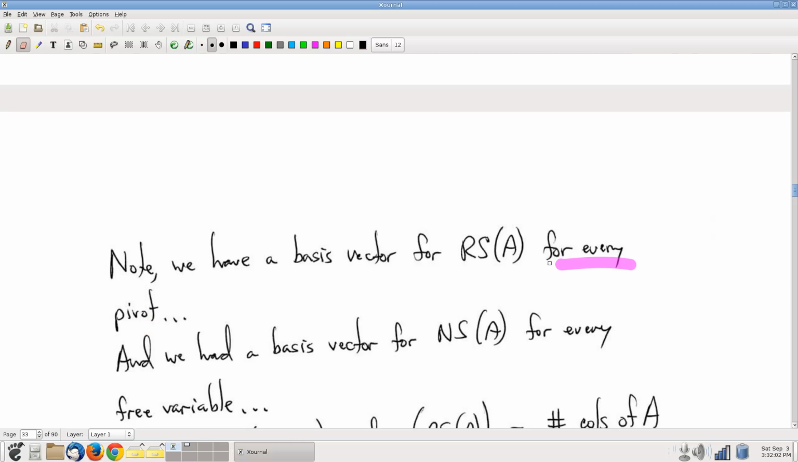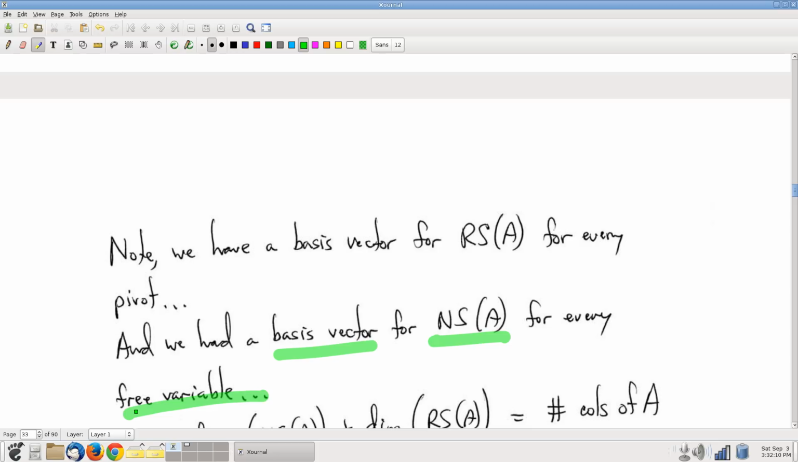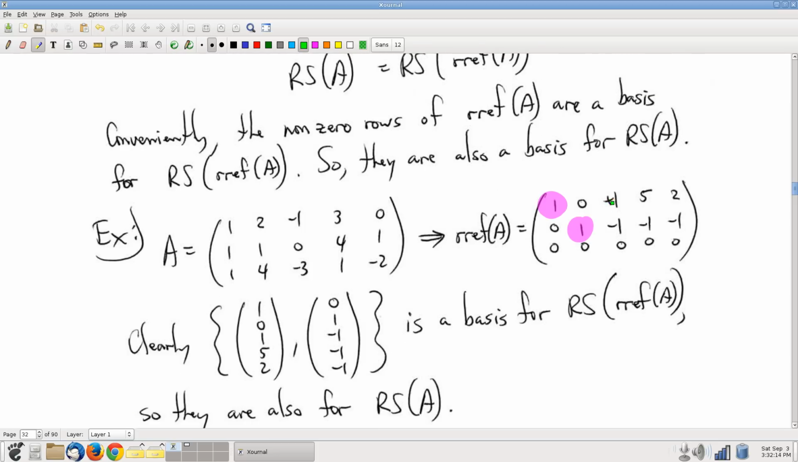Okay, but wait a second. We've also previously observed that you get a basis vector for the null space, one for every free variable. We observed this in the previous lecture. Well, you can think of the pivots. Of course, each pivot corresponds perfectly with a pivot variable or a pivot column. So what we have then is a partitioning of the columns, each making contributions to one of these vector subspaces.